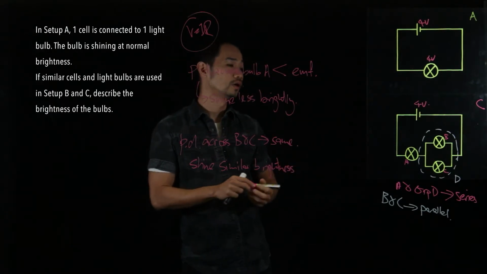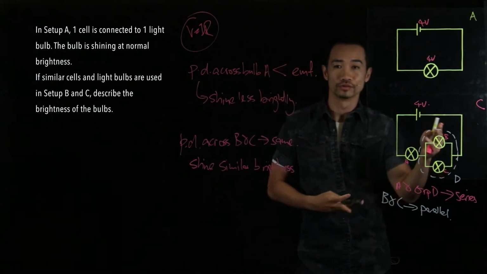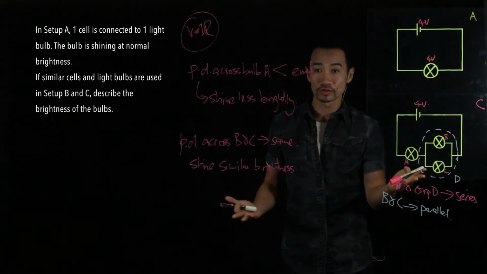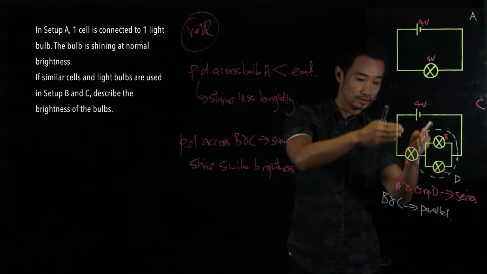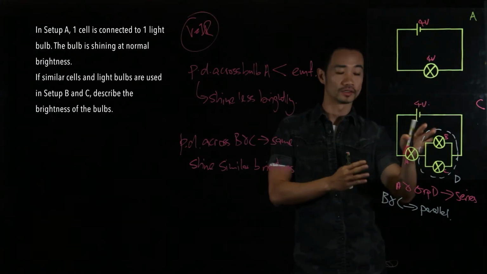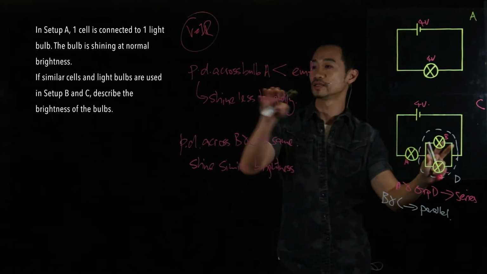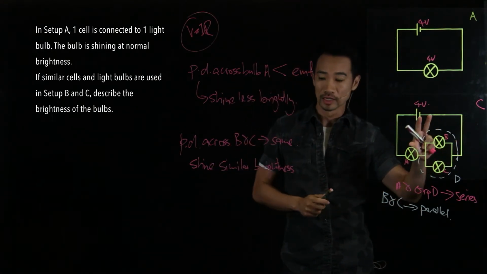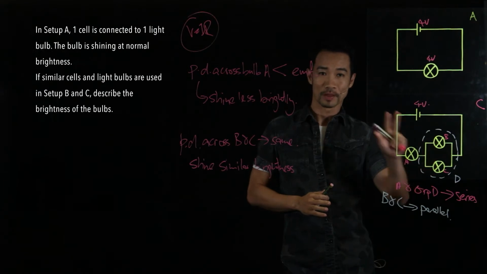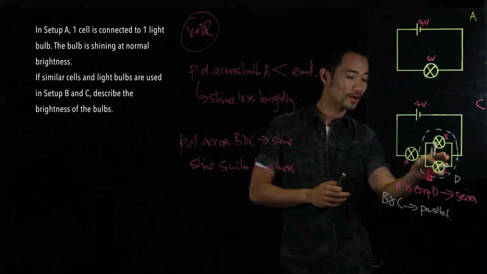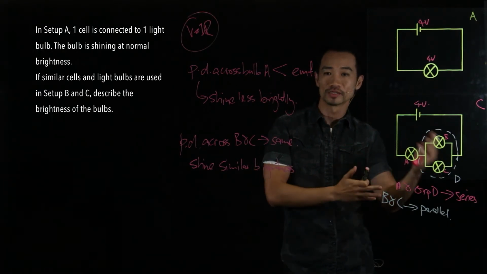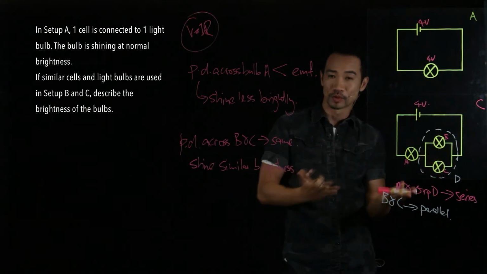Will they be able to shine at normal brightness compared to A? Definitely not, because in this case some of the EMF is already taken by bulb A. So again, the PD will be less than the EMF, so it will be less bright. But the question is, compared to A, would they be the same or would they be less bright?